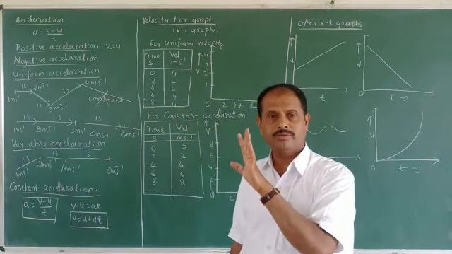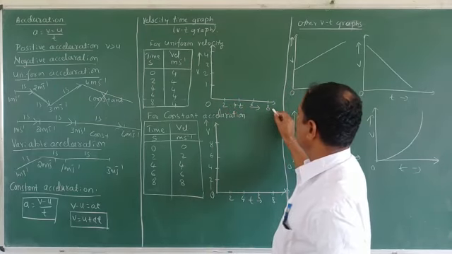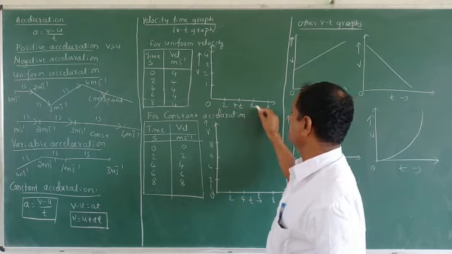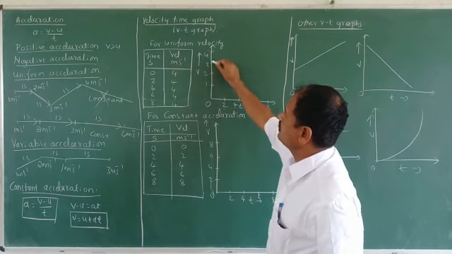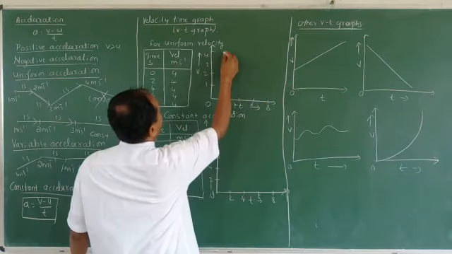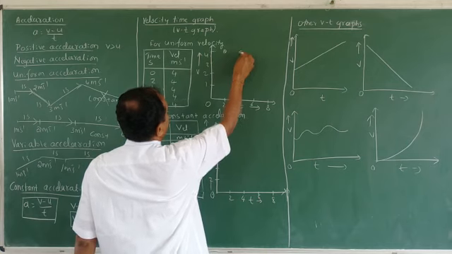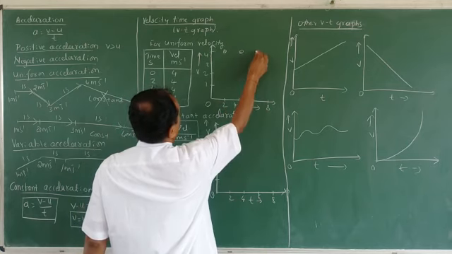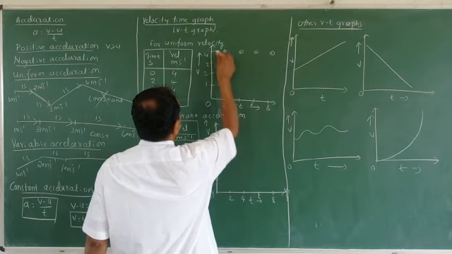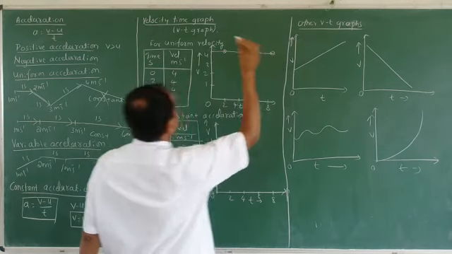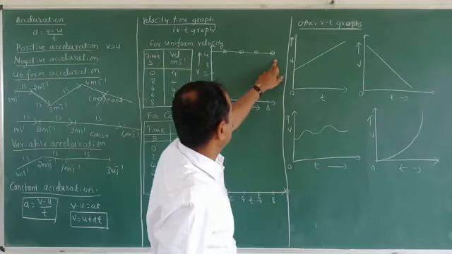But you have to draw the VT graph. Now see here. You draw time along the x-axis: 2, 4, 6, 8 like that. Velocity is 1, 2, 3, 4. After 2 seconds, it is 4 meters per second. After 4 seconds, 4 meters per second. After 6 seconds, 4 meters per second. After 8 seconds, 4 meters per second. Now this is said to be uniform velocity.